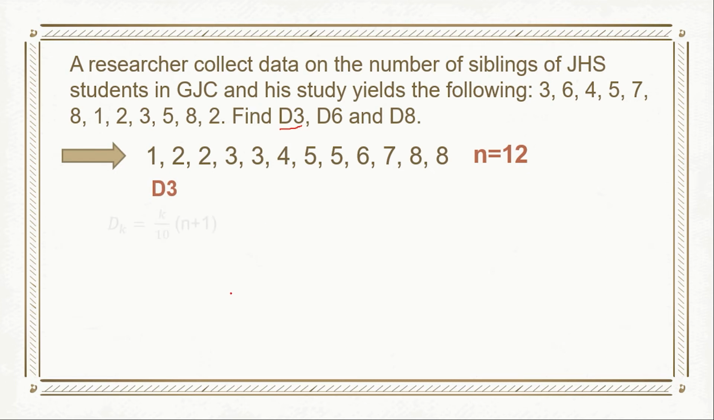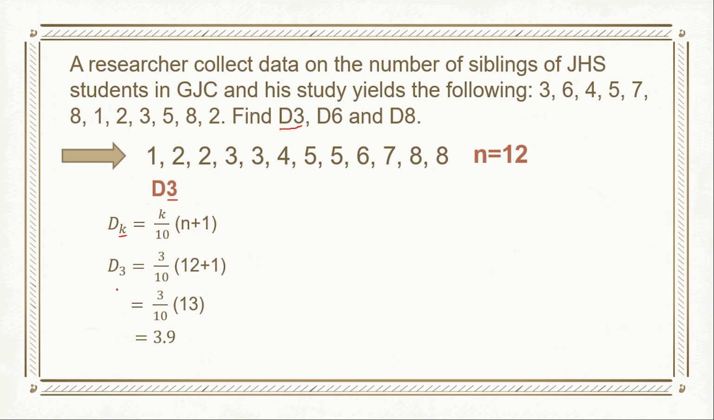Okay, so we have Dk is equal to k over 10 multiplied by n plus 1. The value of k here is 3 since we are to find the value of decile 3. Therefore, substitute lang natin yung value ng ating k and ng ating n. So we have 3 over 10 multiplied by 12 plus 1. Isimplify lang natin yung nasa parenthesis, which is 12 plus 1 is equal to 13. So, we have 3 over 10 multiplied by 13. Kapag na-simplify natin yan, we will get 3.9.